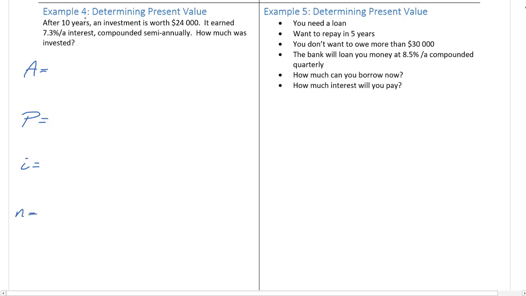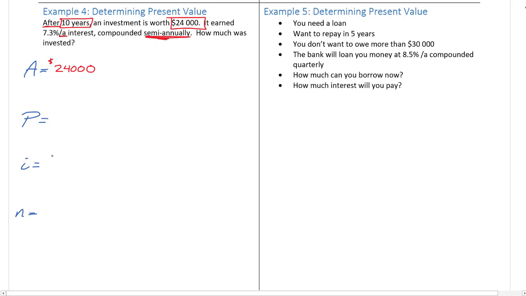So let's write our variables out here along the side, and let's see what we've got. After 10 years, so I know it's going to be a 10-year investment, right? An investment is worth $24,000. So I know this is the end because it says after 10 years, at the end. So that's the end amount, $24,000. It earns 7.3% interest per annum, compounded semi-annually. Now again, the interest rate is always per annum, and then how many times is it compounded in that year? Semi-annually means twice a year.